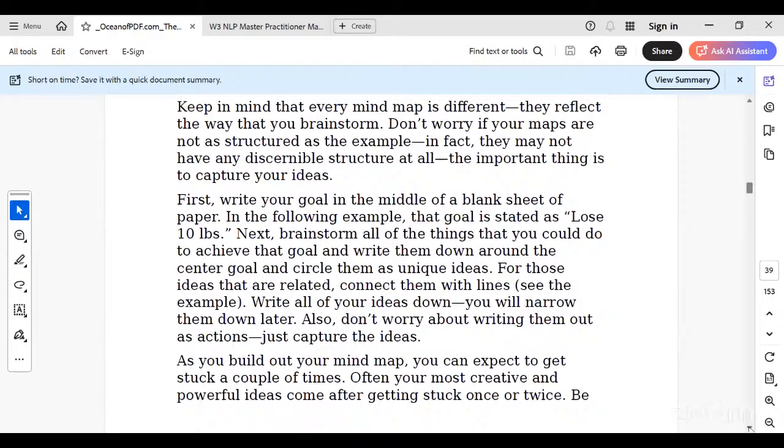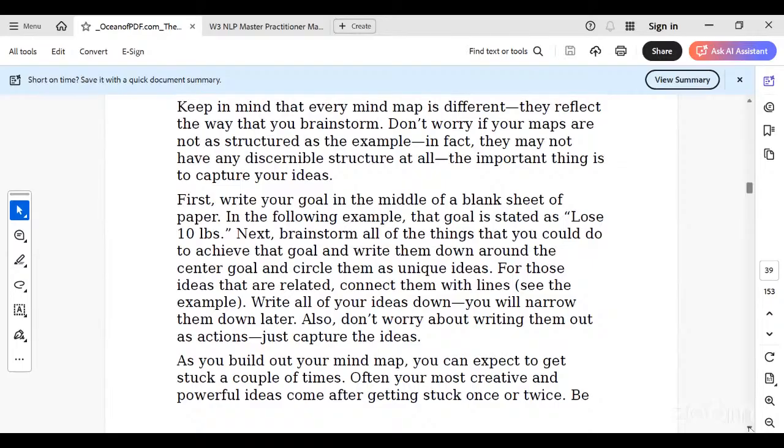Don't worry if your maps are not as structured as the example. In fact, they may not have any discernible structure at all. The important thing is to capture your ideas. First, write your goal in the middle of the blank sheet of paper. In the following example, that goal is stated as lose 10 pounds.